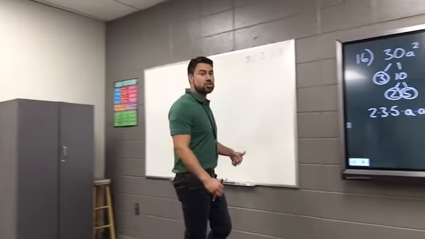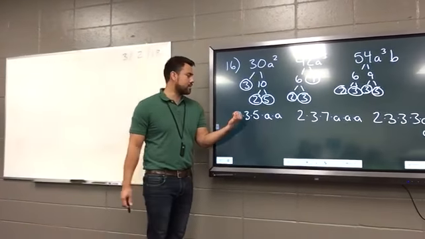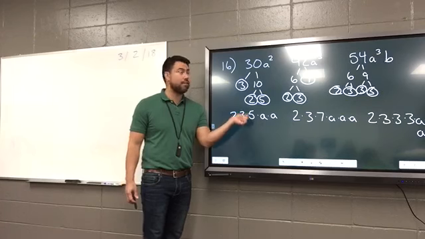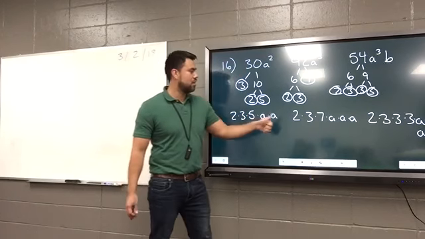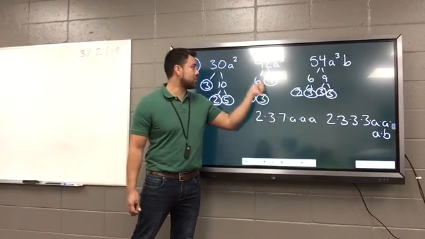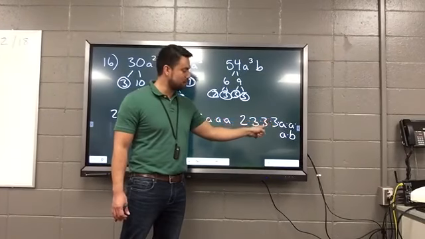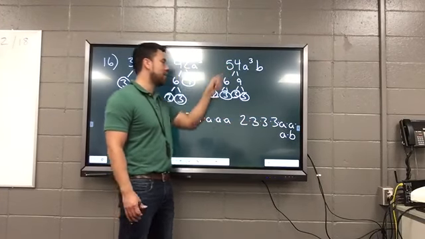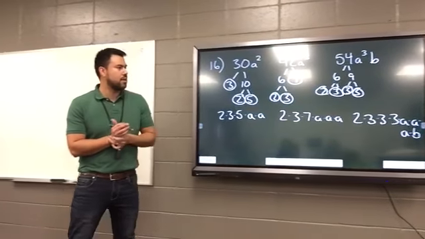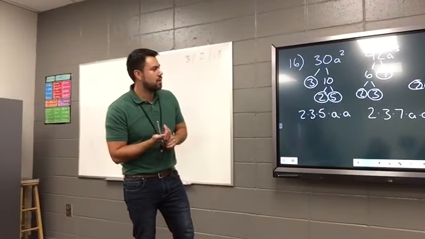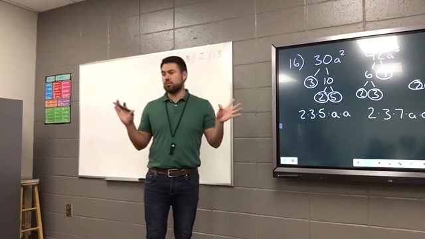By the way, you can check yourself on these. 2 times 3 is 6, times 5, that's 30. That works. 2 times 3 is 6, times 7 is 42. 2 times 3 times 3 times 3, you can go 3 times 3 first, times 3 is 27, times 2 is 54. You can go in any order. And 3 A's.